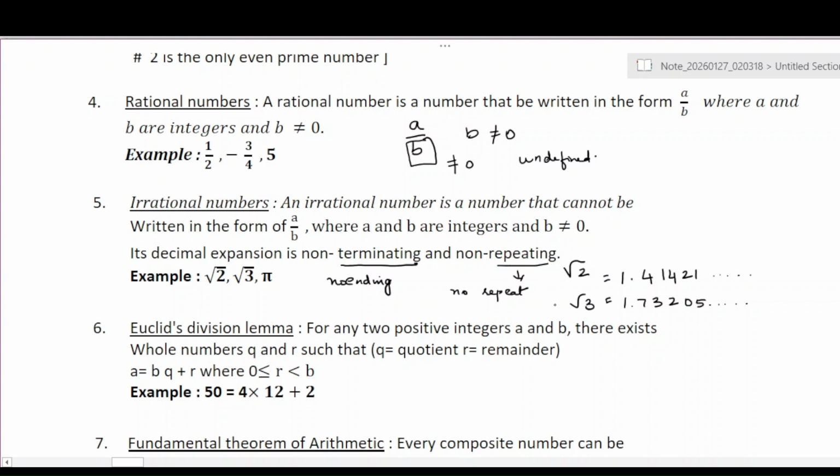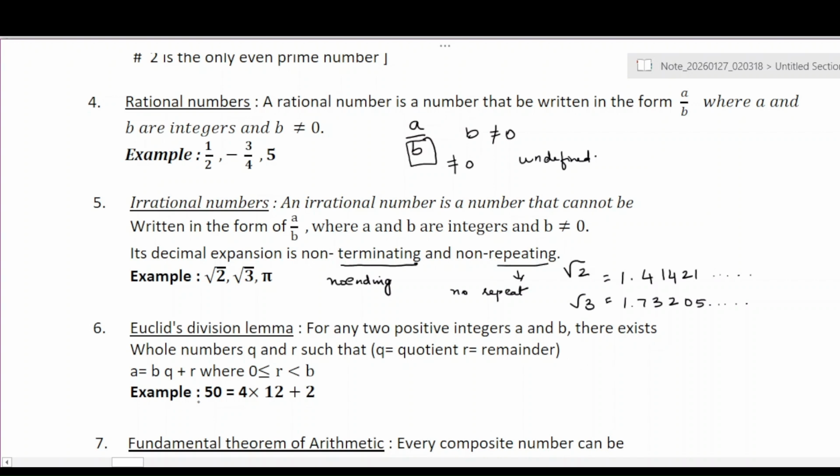Now Euclid's division lemma. Suppose for any two positive integers a and b, there exist whole numbers q and r such that q is the quotient and r is the remainder. Okay, this is the format: a is equal to bq plus r, where r is greater than or equal to 0 and less than b.